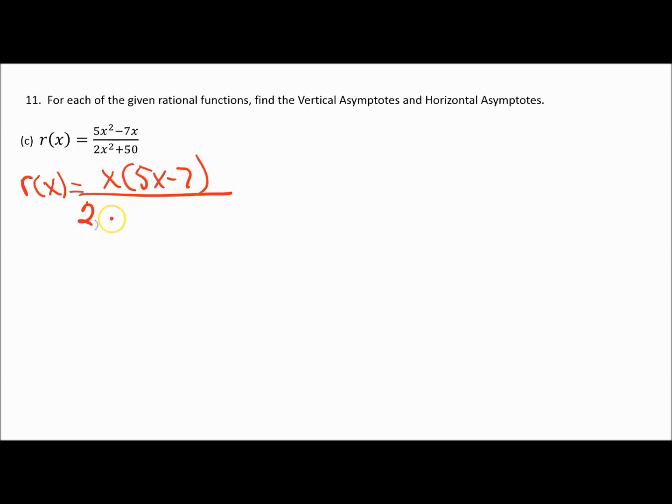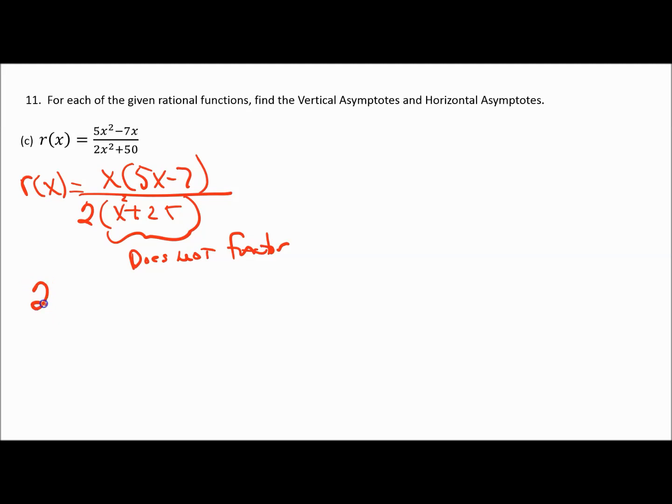And this denominator factors into 2 times x squared plus 25 when you pull the greatest common factor of 2 out. Now, you can attempt to factor this again, but folks, x squared plus 25 does not factor. Why not? Because it's a sum of squares. A sum of squares doesn't factor. A difference, if that was subtraction, it would factor.